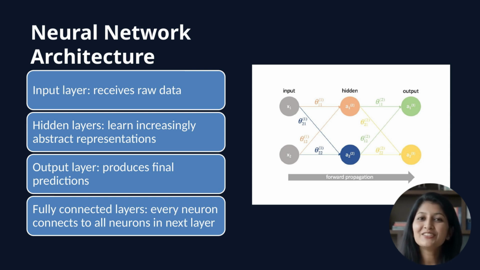Fully connected layers mean every neuron in one layer connects to every neuron in the next. This creates a dense web of connections. Each connection has a weight, a number that gets multiplied with the input. During training, these weights adjust to improve predictions.